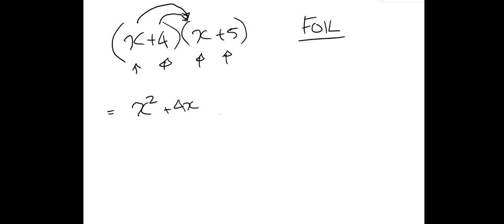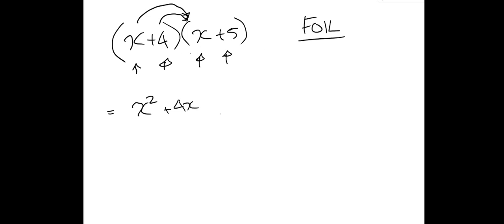So one way of doing it is using the FOIL method: first, outside, inside, last. It should take this sort of form. That times that, that's the first two. So x times x is x squared. 4 times x is plus 4x.